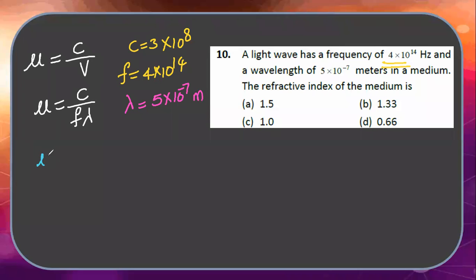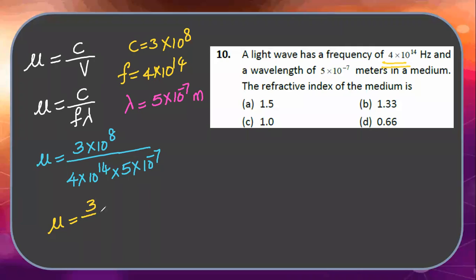Then the refractive index mu is equal to 3 into 10 power 8 divided by 4 into 10 power 14 into 5 into 10 power minus 7. Therefore, mu is equal to 3 divided by, 4 fives are 20, so 20 into 10 power 8, into 10 power minus 7.